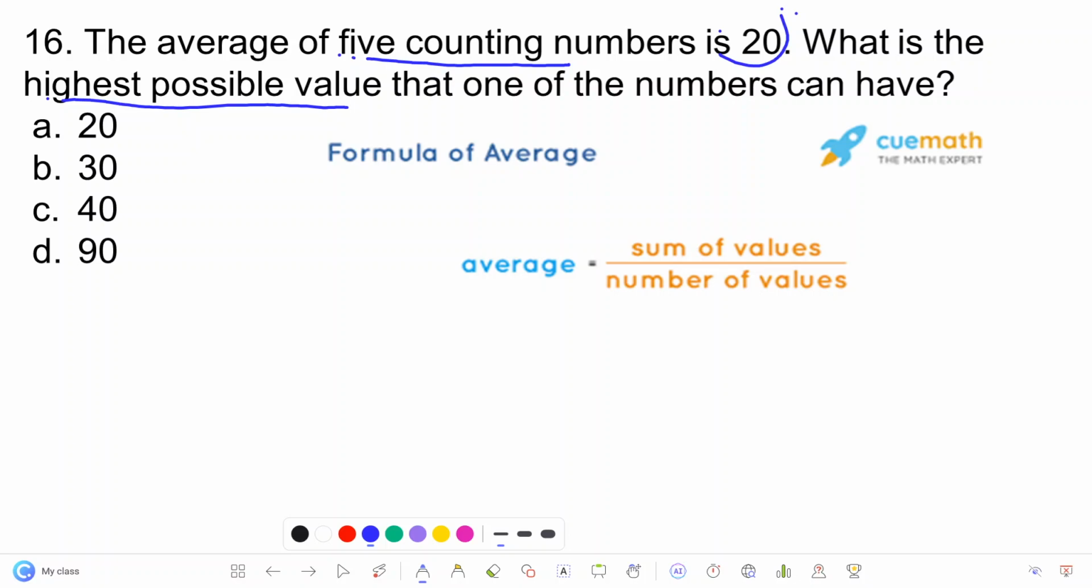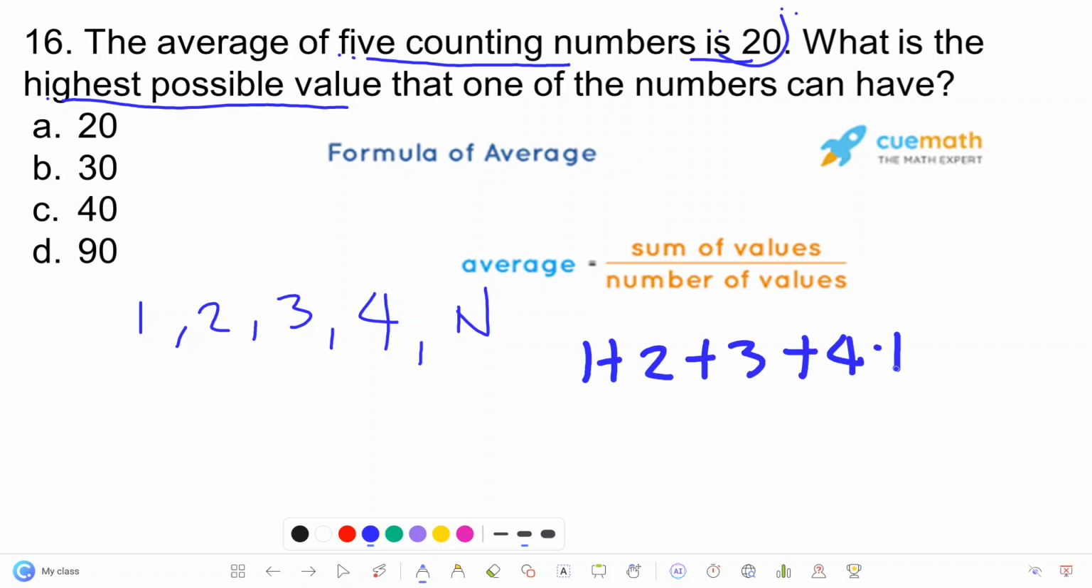So here, dahil hindi natin alam ang mga counting numbers, we will just say na ito ay 1, 2, 3, and 4. Pero ang sabi niya, ang average niya is 20. And the highest possible value of one of the numbers can have, we also don't know. So we will have n. Okay? So to put this into an equation, let's have 1 plus 2 plus 3 plus 4 plus n.